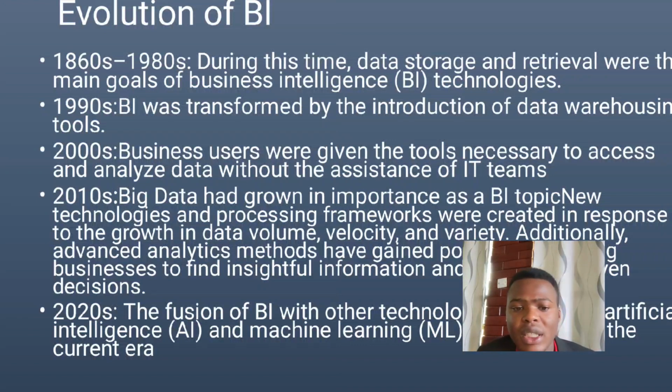Then in the late 1990s, we saw the emergence of data warehousing technologies, which were able to gather data from different sources and consolidate them in one place. So this enabled at least a foundation of reporting and analyzing, hence helping businesses to perform multiple analyses and drill down into data. Then after that, in the early 2000s, we saw the rise of self-service tools. These tools empowered business users to access and analyze data without relying on the IT departments.